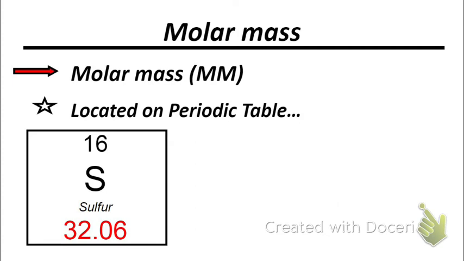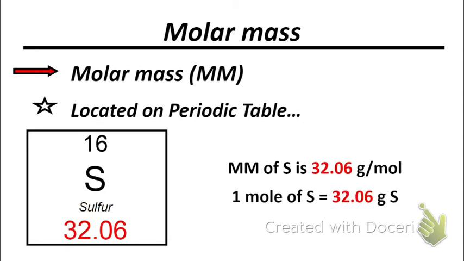If we did this with sulfur, sulfur has a molar mass of 32.06. That is 32.06 grams per mole. We could write this a different way by saying that for every 1 mole of sulfur, there are 32.06 grams of sulfur.